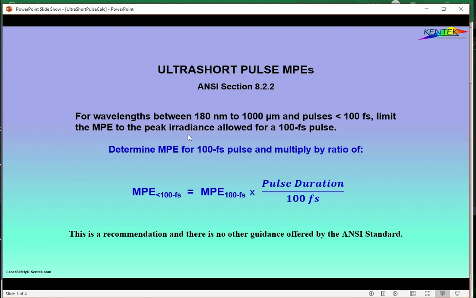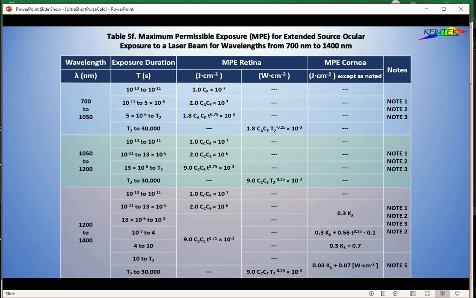So let's start talking about this, because we do follow this recommendation because there's no other guidance. There's no other guidance offered here. And so in order to determine an MPE for an exposure duration or a time duration less than what the tables go to, we have to follow this recommendation. Otherwise, we've got nowhere to go. So let's pick a wavelength and take a look at the table, the ocular and skin tables. I think what I want to do here is we'll pick 700 nanometers. We're going to be looking at this line right here that has 100 femtosecond time duration. That's our shortest exposure duration for our tables.